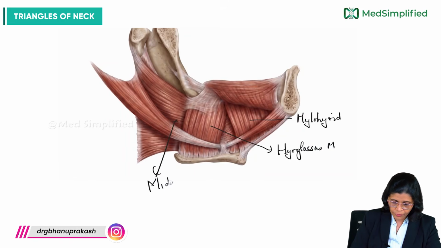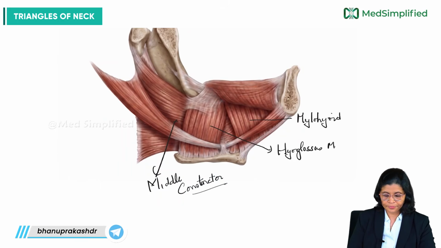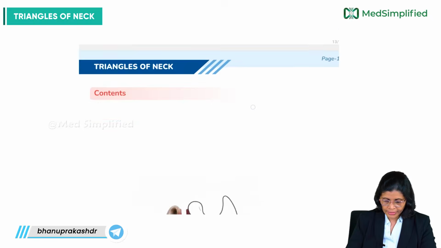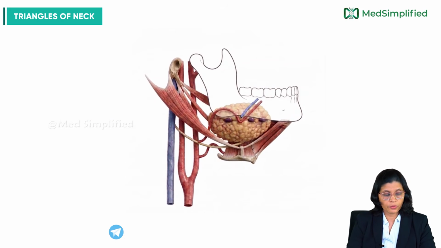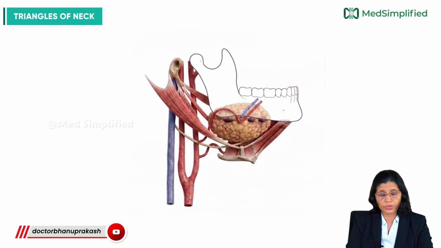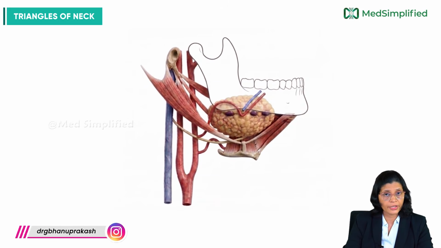So, these muscles form the floor. Coming to the contents now. So, the floor is formed by these 4 muscles, and the roof here is formed by the investing layer of the deep cervical fascia. This investing layer of the deep cervical fascia in this region will be splitting to enclose the submandibular gland. Okay, and along with that we also see the superficial fascia, the platysma muscle, and the cervical branch of facial nerve in the roof of the digastric triangle.